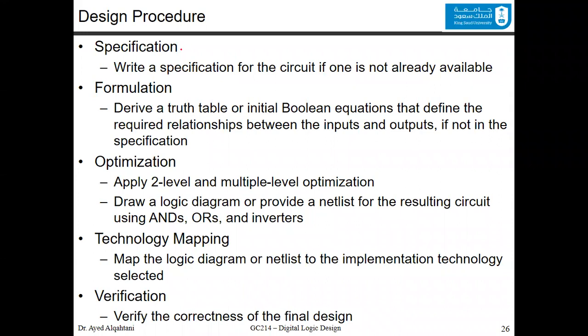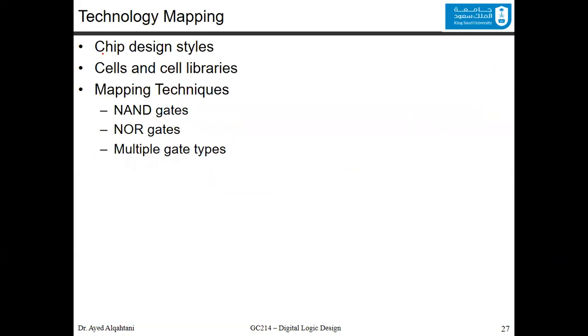The specification is simple English statements, and we had many questions in English, and based on them, we formulate the truth table, the Boolean algebra, and we end up doing the optimization and drawing the logic diagram in previous classes. The technology mapping has certain chip design styles. It has cells and cell libraries, and you could do the mapping of techniques.